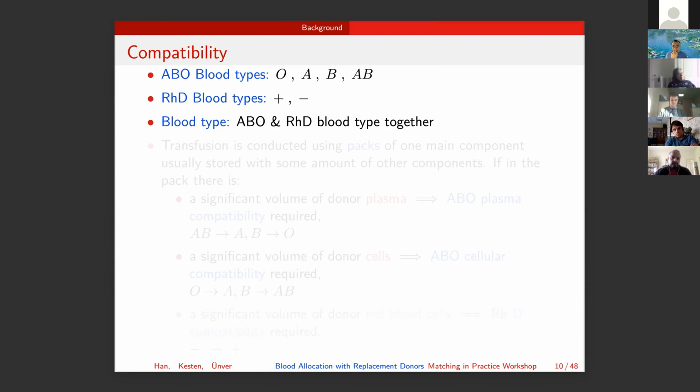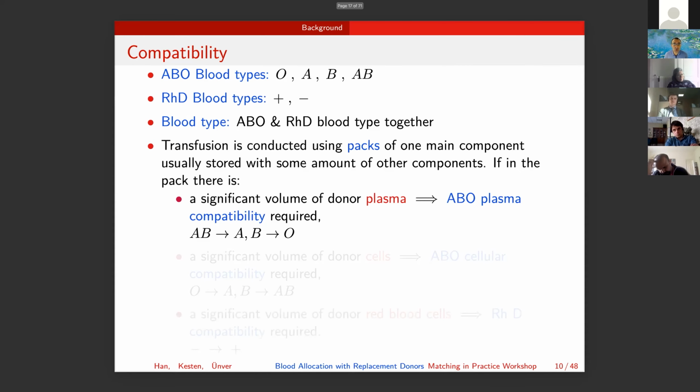There are three types of compatibility requirements I'm going to talk about. Just think about there are two blood types. One is the ABO blood types, which you are familiar with. Also, I'm sure everybody knows their blood types, so you are familiar with RHD blood types. It's either plus or minus. So your blood type is a combination of your ABO and RHD blood type together.